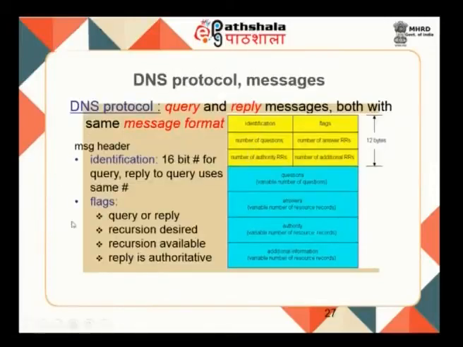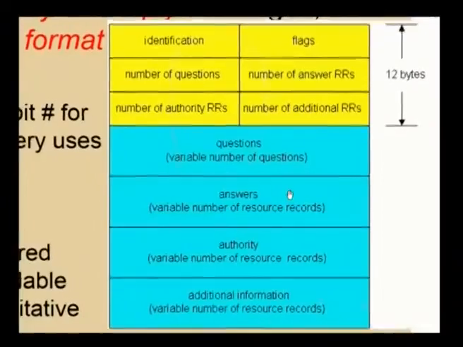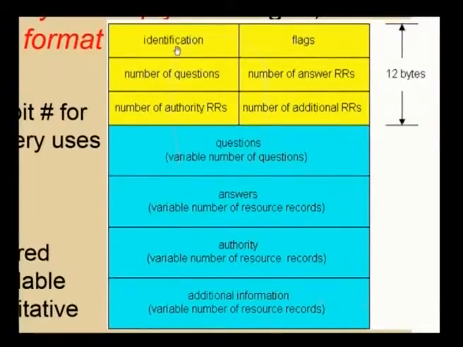Now, these resource records are sent as part of the DNS protocol using query and reply messages. What is very interesting about the query and reply messages is that both of them have the same format. There is only a single bit in the flags field which identifies whether it is a query message or a reply message. If you look at the various fields here, you will see an identification field, a flags field, then the number of questions, number of answer resource records, number of authority resource records, and number of additional resource records.